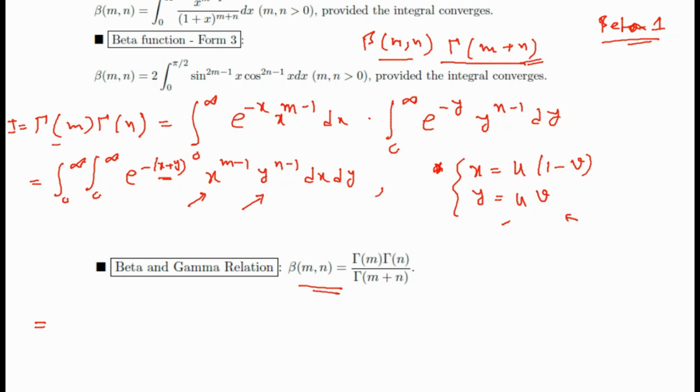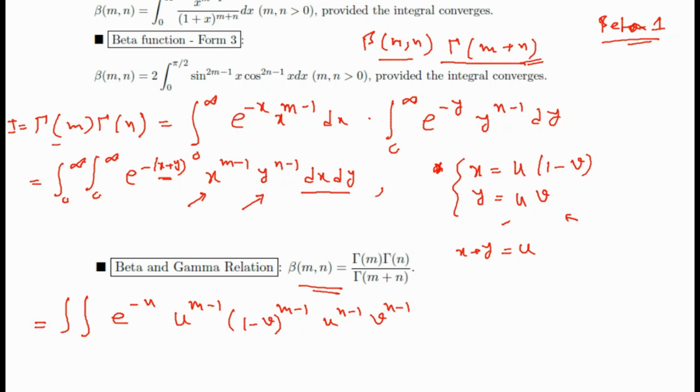Now we will transform the integration. Let's just keep the limits, because we will have to calculate the transformed limits. Here e to the power minus (x plus y), and x plus y will be u, so e to the power minus u, and x is u to the power m minus 1, (1 minus v) to the power m minus 1, u to the power n minus 1, and v to the power n minus 1. And now we need to change dx dy into du dv, so we have to calculate the Jacobian, which is a standard idea in double integration.